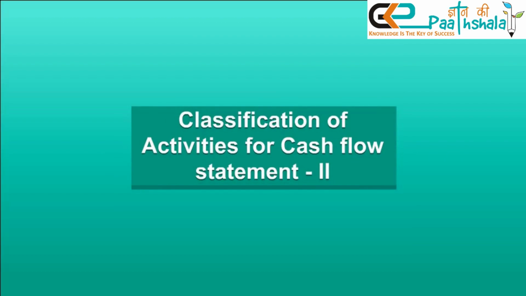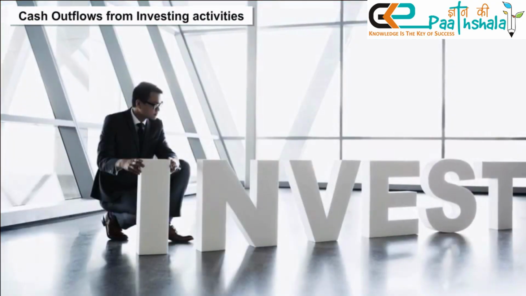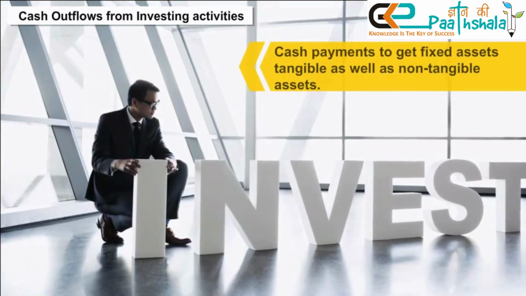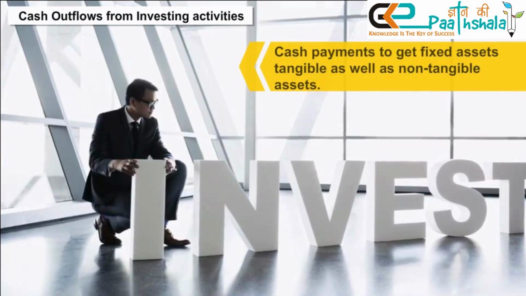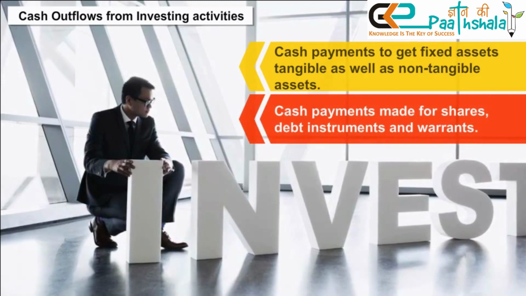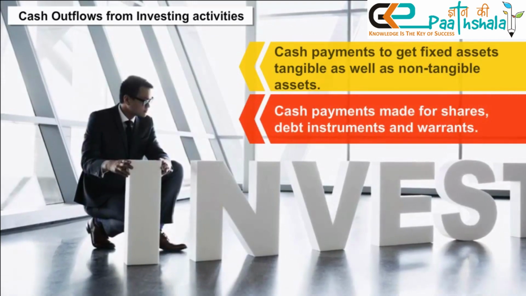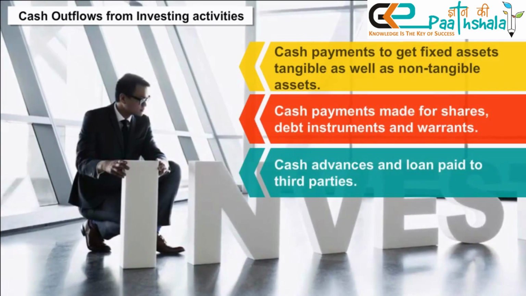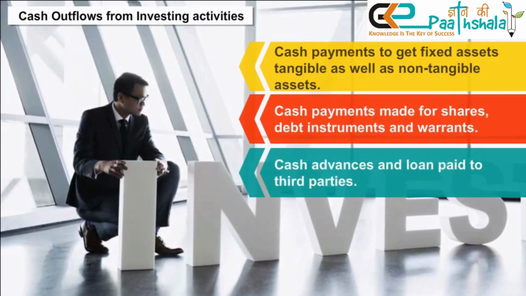Classification of activities for cash flow statement. Cash outflows from investing activities. Cash payments to get fixed assets, tangible as well as intangible assets. Cash payments made for shares, debt instruments and warrants. Cash advances and loans paid to third parties.